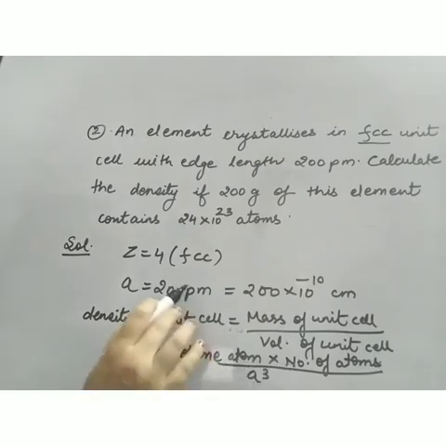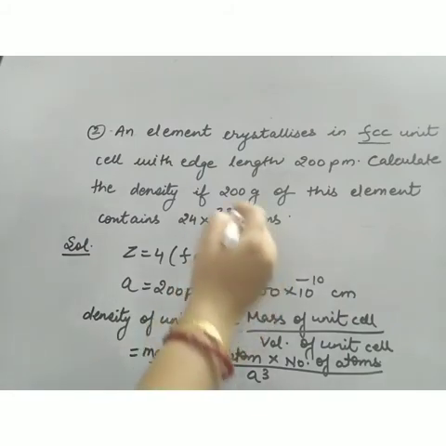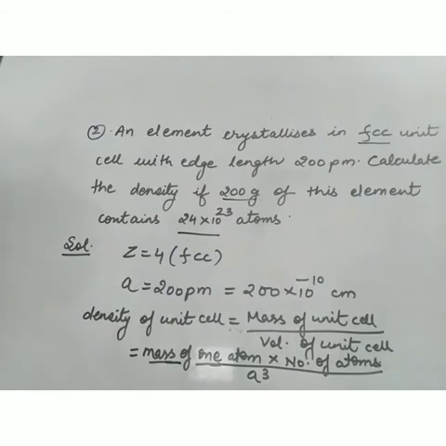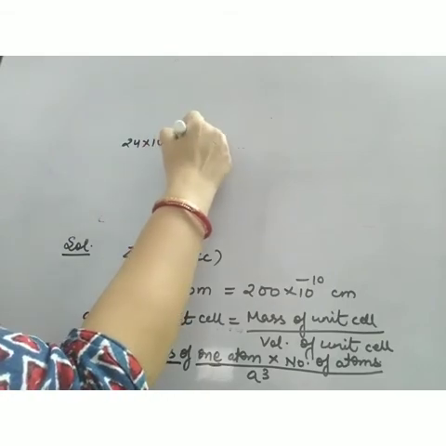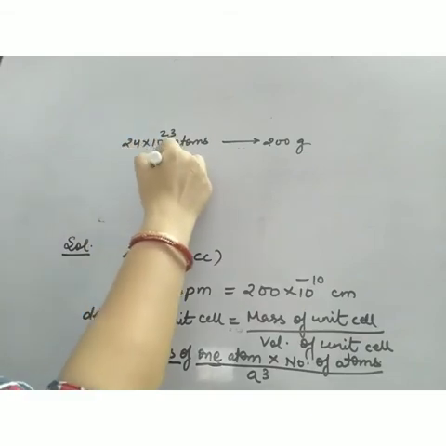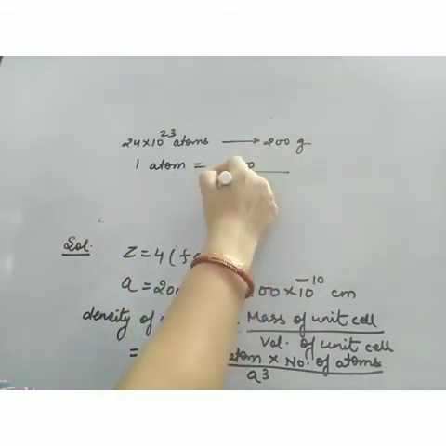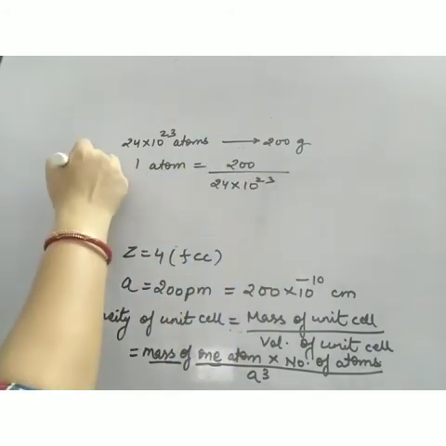Now A cube we can calculate from here. The number of atoms are 4, that we know, but what is the mass of one atom? So here we'll be calculating density not by using that formula. We can calculate density by using this formula also, because mass of one atom we can calculate by using this knowledge. So let's see. Now 24 into 10 to the power 23 atoms, if they are there, what is their weight? 200 gram. It is given in the question. Then what is the mass of one atom? It is 200 upon 24 into 10 to the power 23.